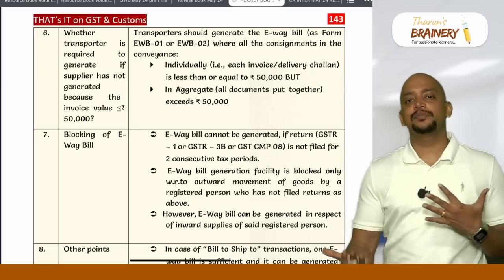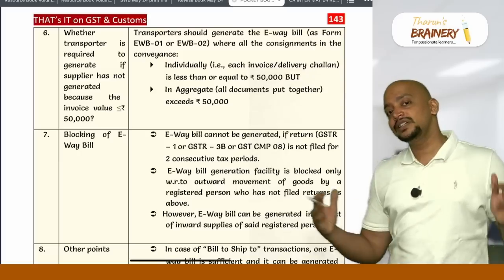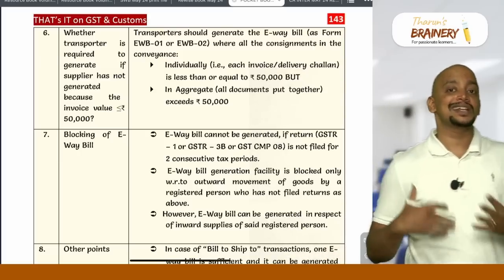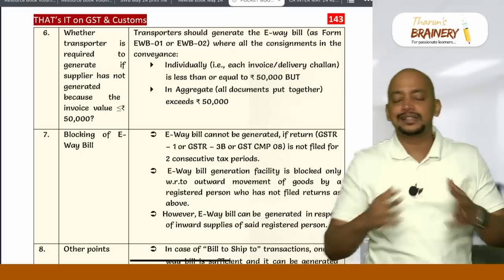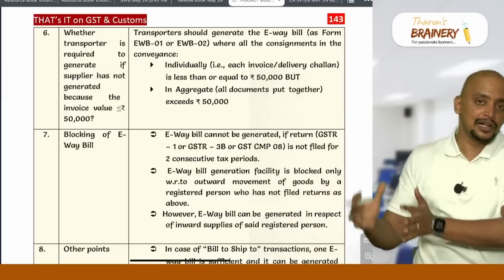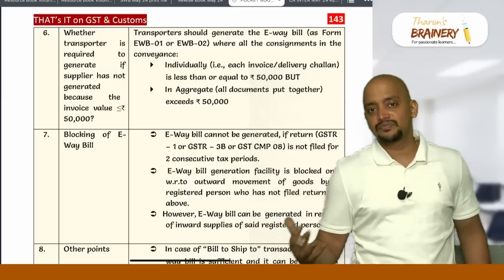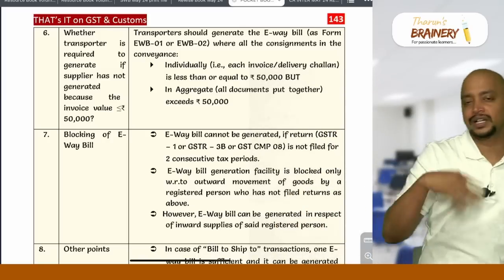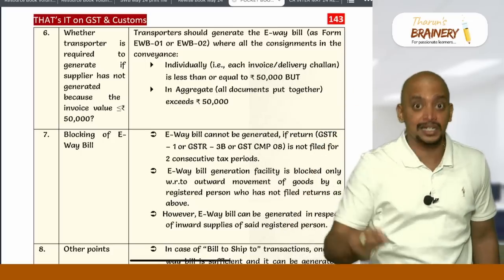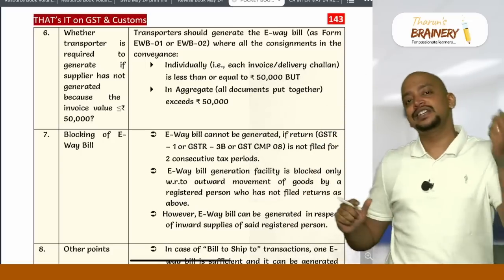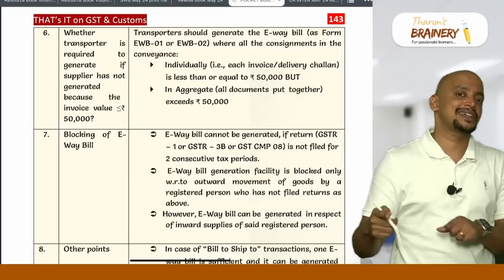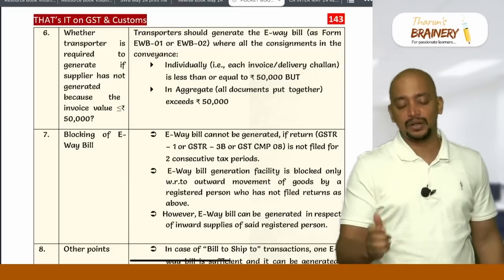So suppliers will not be generating e-way bill. But all these e-way bills cumulatively, if you see, it exceeds 50,000 rupees, because these 10 consignments are transported in a single lorry, and the lorry value exceeds 50,000 with respect to all the consignments. Now this transporter, for each consignment separately, needs to prepare an e-way bill, plus for all these consignments a consolidated e-way bill will be generated.